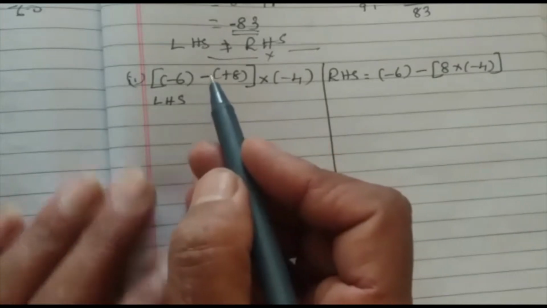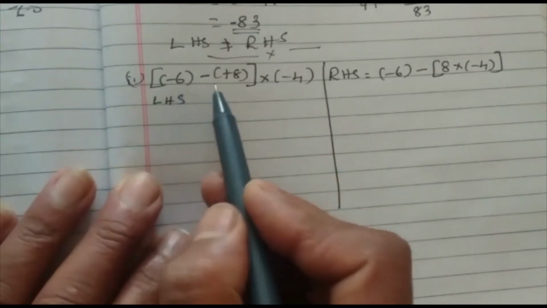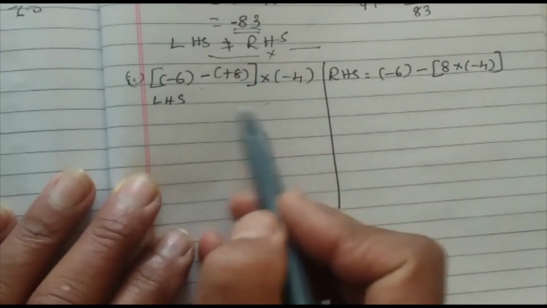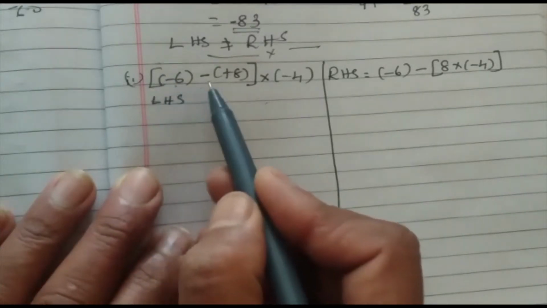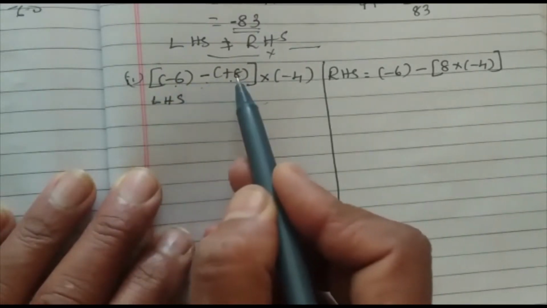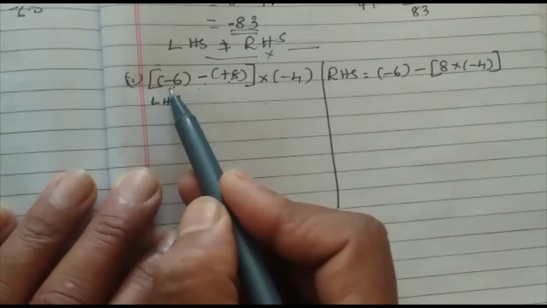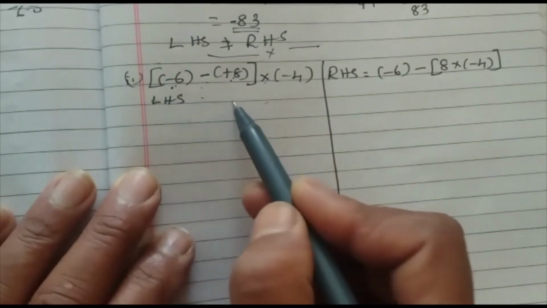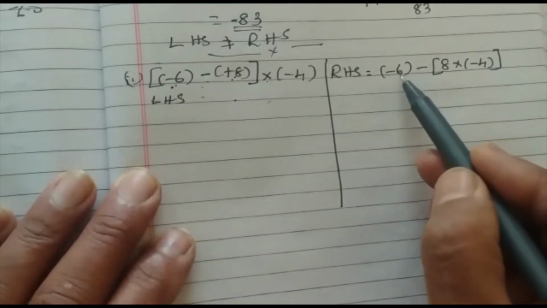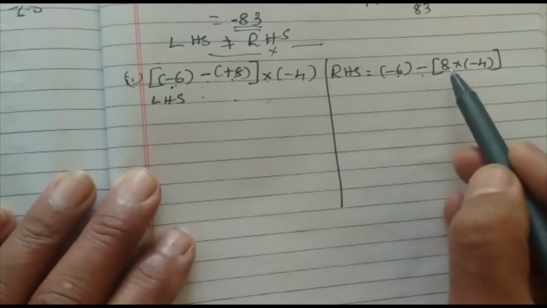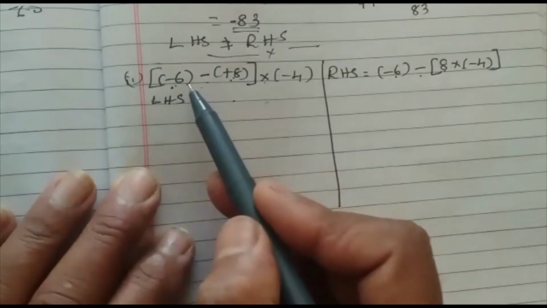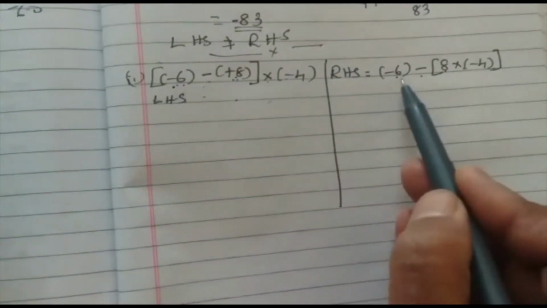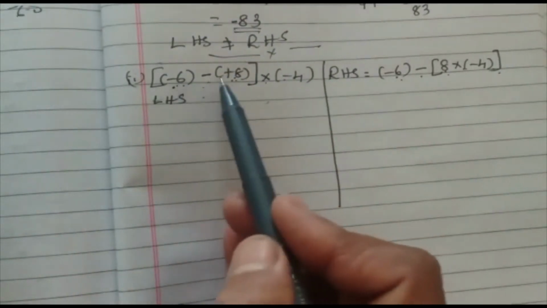Now in the fifth question, the second one: minus 6 minus plus 8 within the brackets. It's a square bracket. Minus 6 minus plus 8. We have to subtract 8 from minus 6 and then multiply that answer by minus 4. This is the left hand side. Now what is the right hand side? Minus 6 minus 8 into minus 4. The same 3 numbers: minus 6, 8 and minus 4. But here what we are doing?